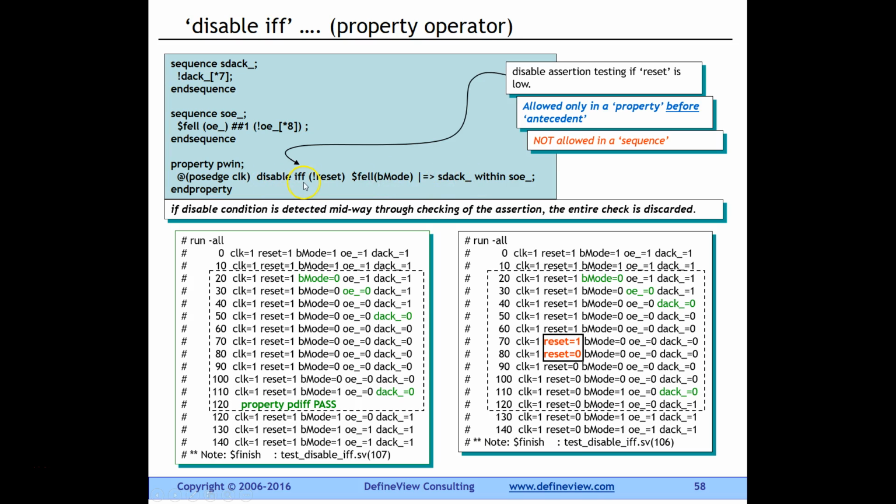The disable iff is only allowed in a property and it's not allowed in a sequence. Again, sequences are very generic, they are temporal domain, and they can have Boolean expressions. But that is one of the differences between property and sequence. You will see throughout this course the differences between sequences and properties.